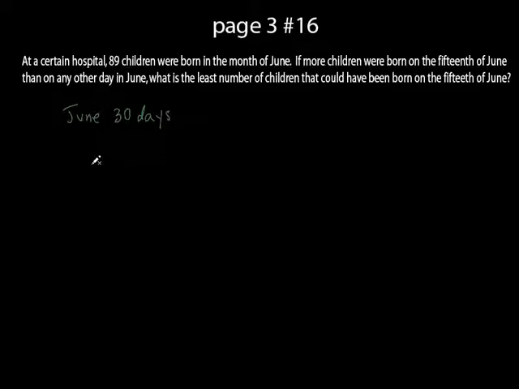Let's just say randomly 2 babies were born on every day. So that means if there's 30 days and 2 babies were born each day, that's 60 babies that were born. Okay. So 60 babies. Well, that's a lot less than 89. But if I take 60 away from 89, that's 29 babies that are left over. I guess we'll call it leftover.